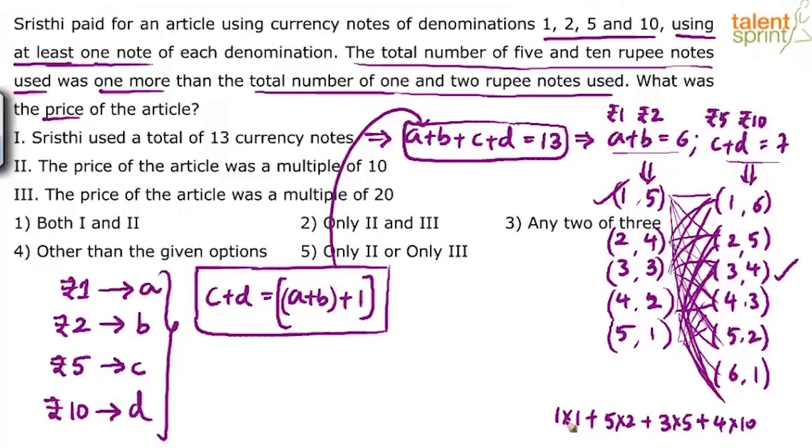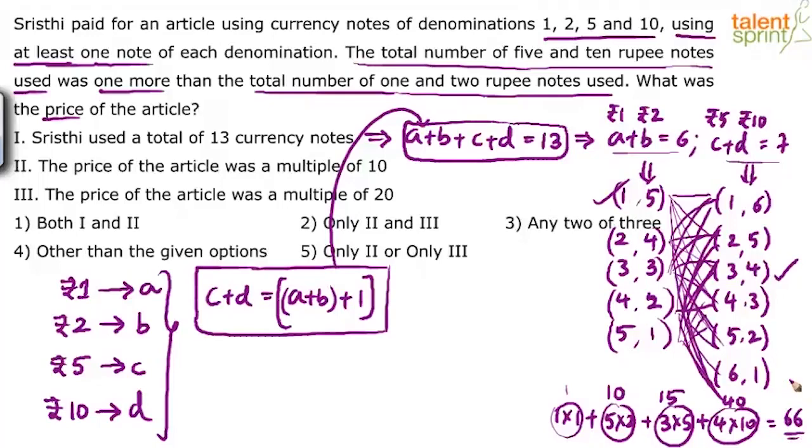If you take 1, 5, 3, 4, 1 into 1 rupee, 5 into 2 rupees, 3 into 5 rupees, and 4 into 10 rupees. So this is 1, this is 10, this is 15, and this is 40. So 11 plus 15, 26 plus 40, 66. So we get the price of the article as 66.